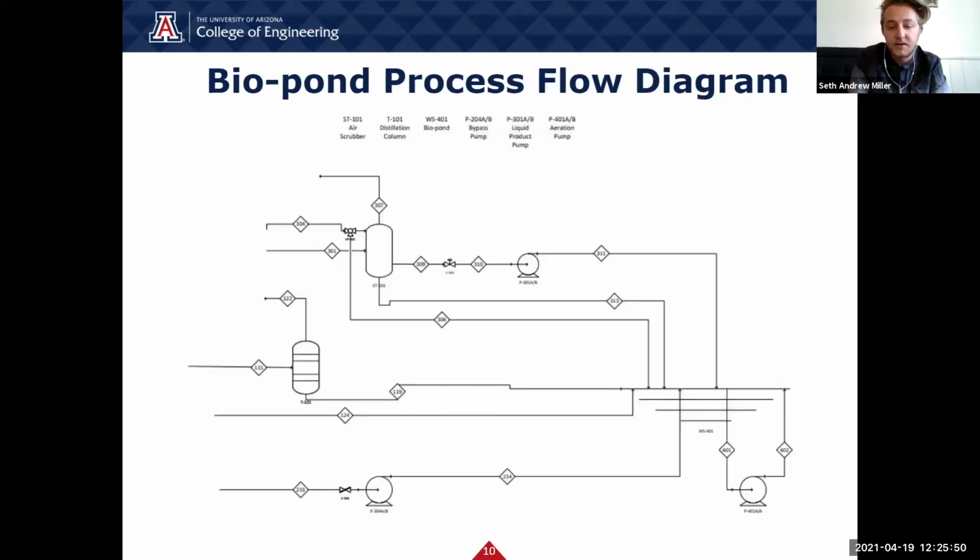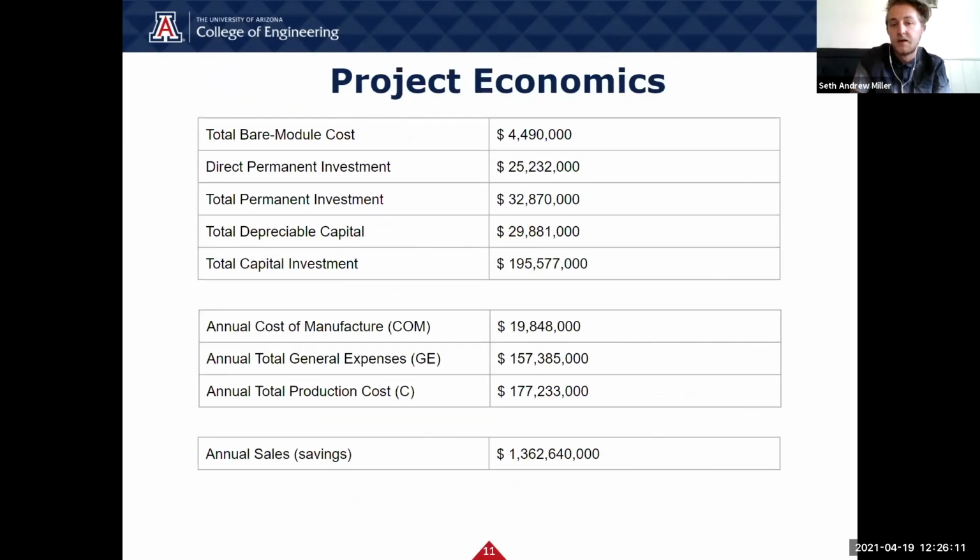This slide contains the process flow diagram for the biopond, while also including the pieces of equipment for the waste airstream and the acetaldehyde process stream. The pump shown under the biopond is indicative of the one aeration pump necessary to circulate oxygen throughout the aerobic portion of the pond, while also indicating the presence of a backup pump that is utilized when the pump undergoes repair or cleaning. Lastly, I want to talk about some of the project economics.